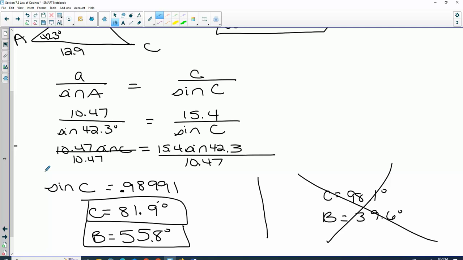So that's kind of the downside when you do the law of sines. You do have to take into consideration both triangles. But luckily, once we have one angle, we just have to subtract from 180 to get the other. So it's not necessarily a lot of work. You just have to think a little bit there.